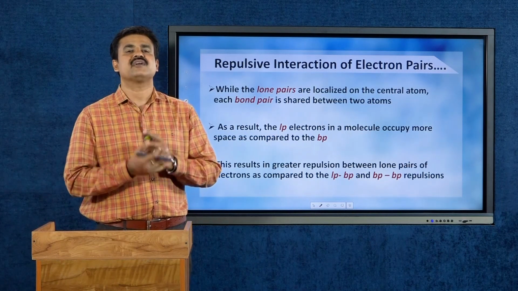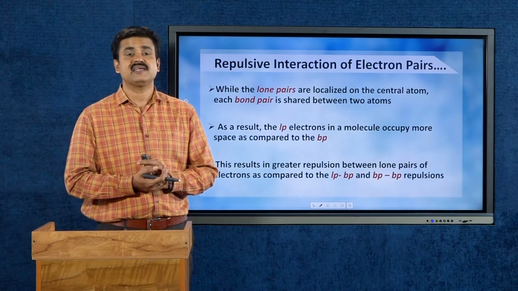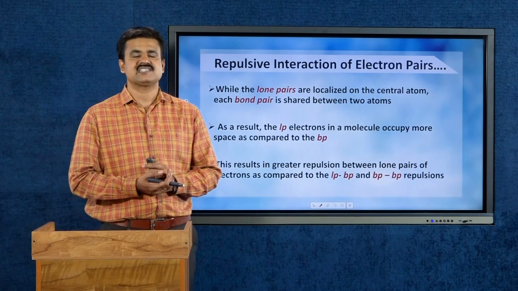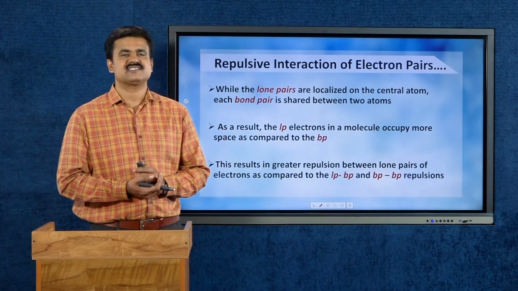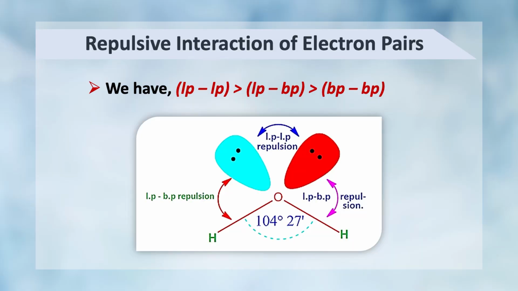The highest magnitude repulsion is between two lone pairs, that is LP-LP greater than LP-BP greater than BP-BP, where BP stands for bond pair and LP stands for lone pair of electrons. We can arrive at some important consequence of this magnitude. This can be illustrated by taking water molecule as an example.